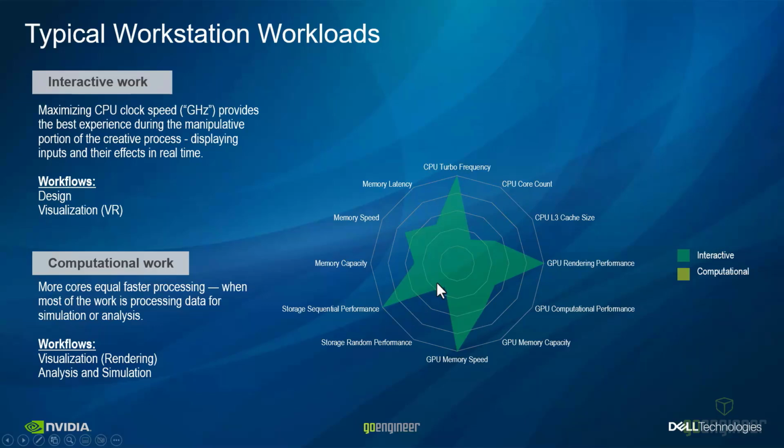Now, let's compare that to a computational workload, and you can see the demands are very different. Usually it's CPU core count or GPU computational performance. Memory capacity is important on both the GPU and the CPU.